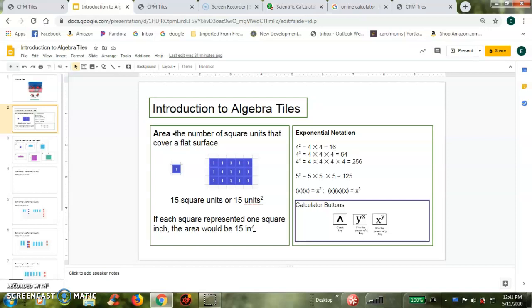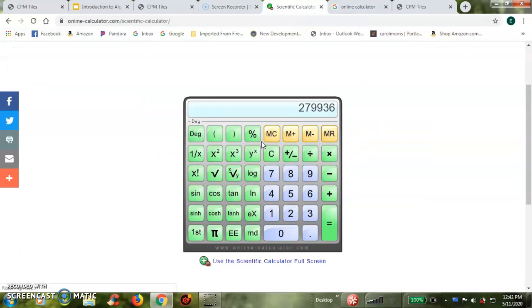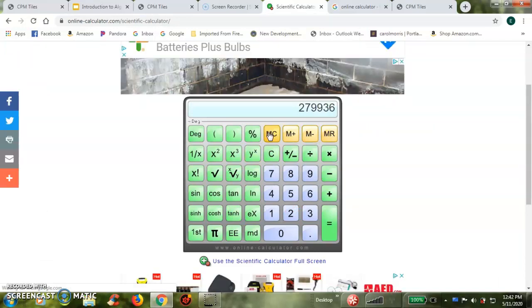Or think about this as a two-dimensional measurement instead of a one-dimensional measurement. I wanted to share these buttons with you real quick. These are buttons on various calculators that will give you values of things like this. So let me show you on this one. This has a y to the x button.